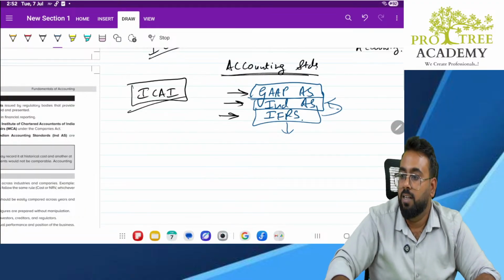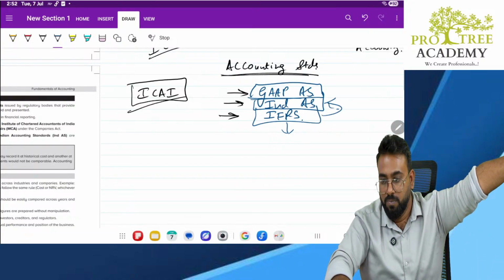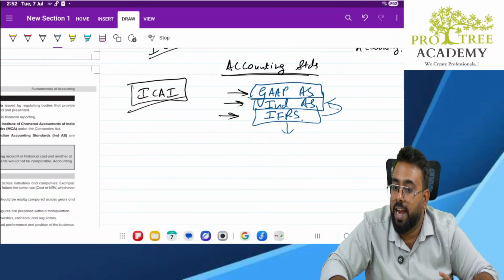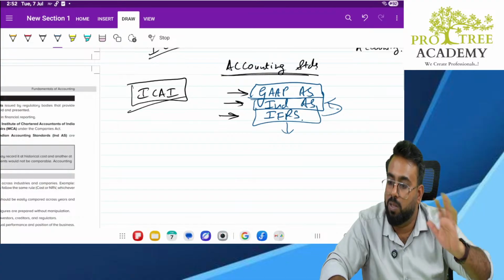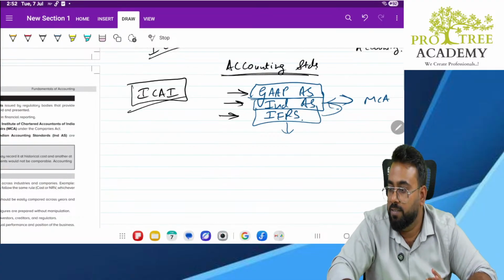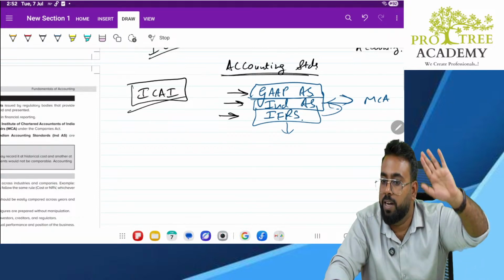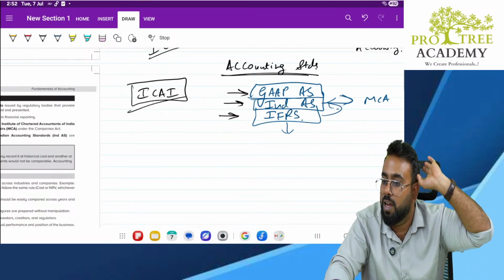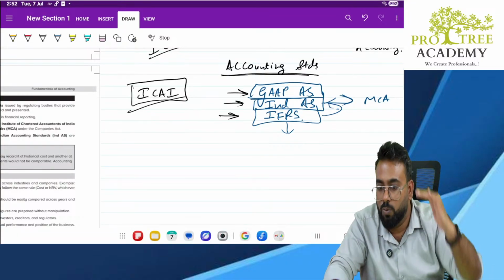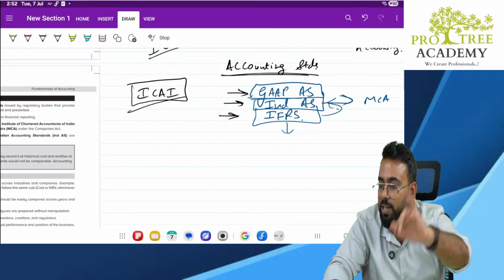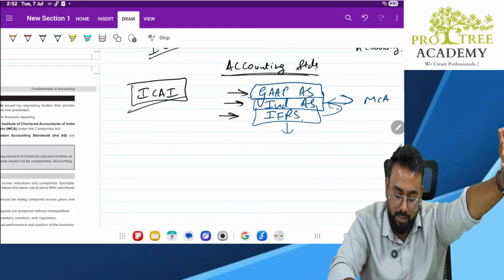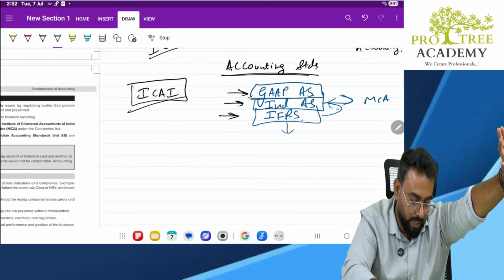Now GAAP was the old accounting standard, which is still followed today by private limited companies, sole proprietors, partnerships, all those things. This Ind AS is recommended only for MCA entities. That means your private limited company, public limited company, and what else? OPC, all those things. But they have a condition. If you achieve so and so turnover, or your net worth is this much, then only you have to follow Ind AS. Otherwise, you follow normal accounting standards.